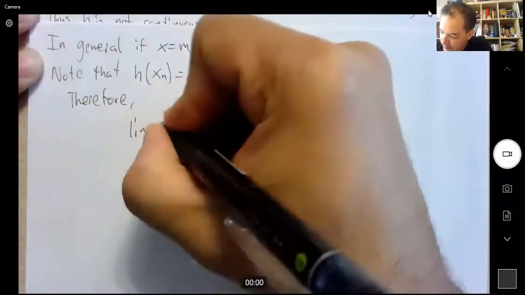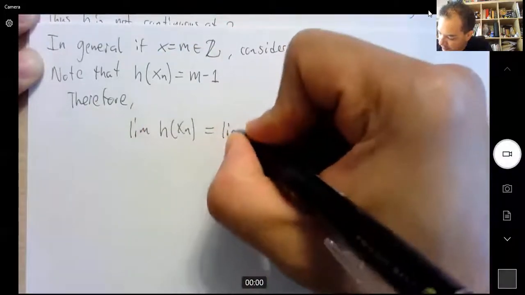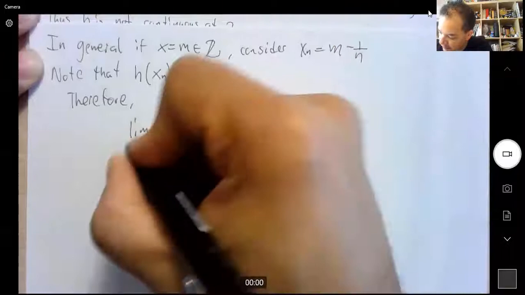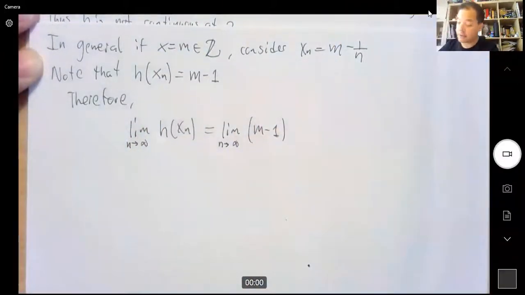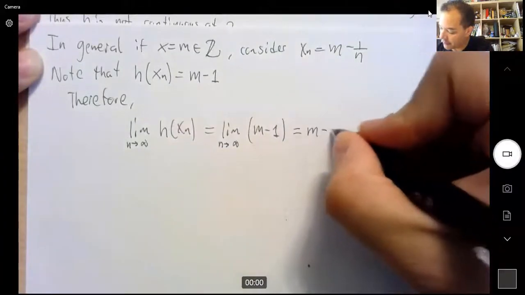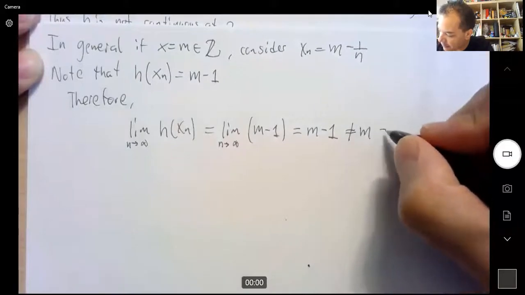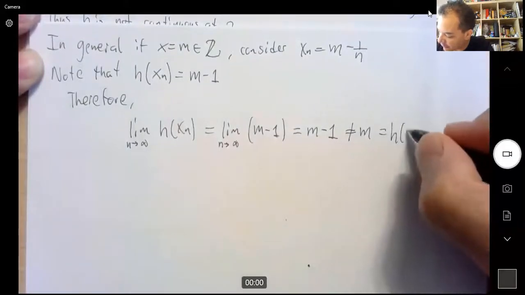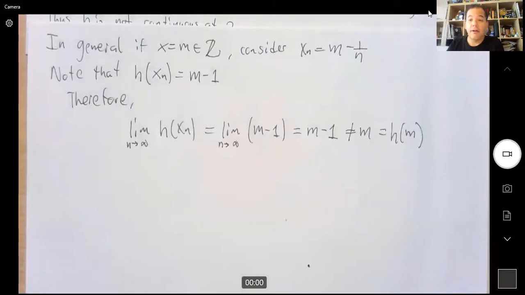the limit of h of xn is the limit of m minus 1. Here maybe I write n goes to infinity because we have now 2 variables so that you won't get mixed. And this is obviously m minus 1 because it's a constant. And m minus 1 is different from m, and m is h of m. So that's it. That's a proof that the function is not continuous at the number m when m is an integer, right? Oh, great.